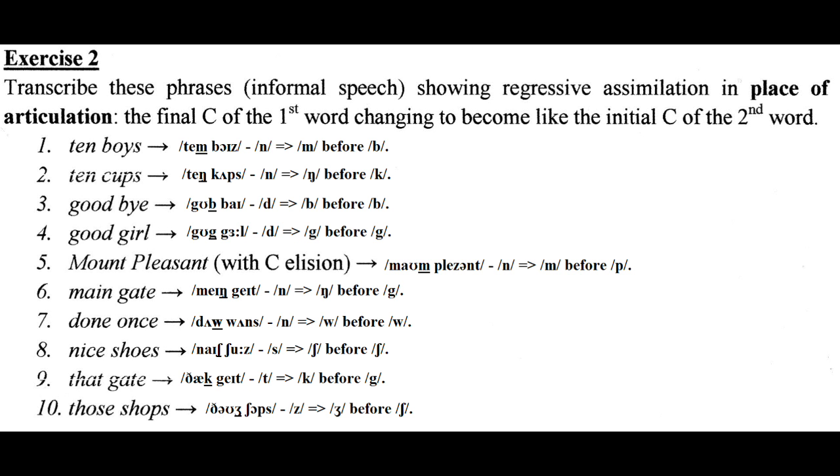Number 3, "goodbye". So here the d in "good" becomes b, and we pronounce it "goobbye". But here, do we pronounce two b? We have in the transcription b, b. Do we say two b's? No, we pronounce as one b.